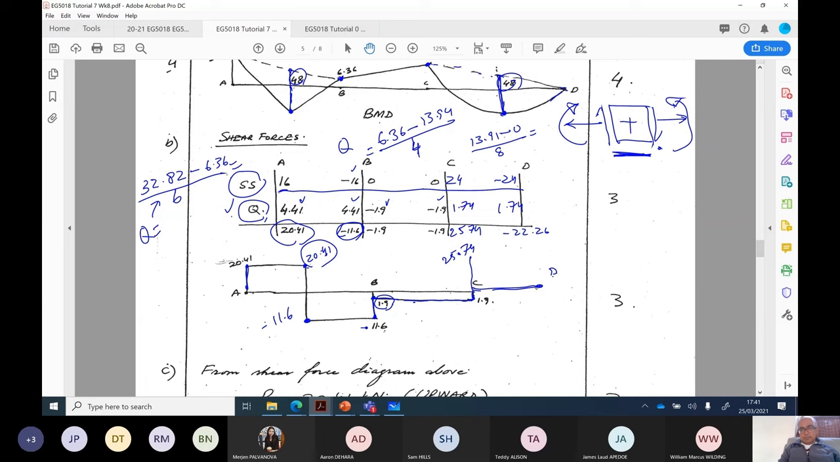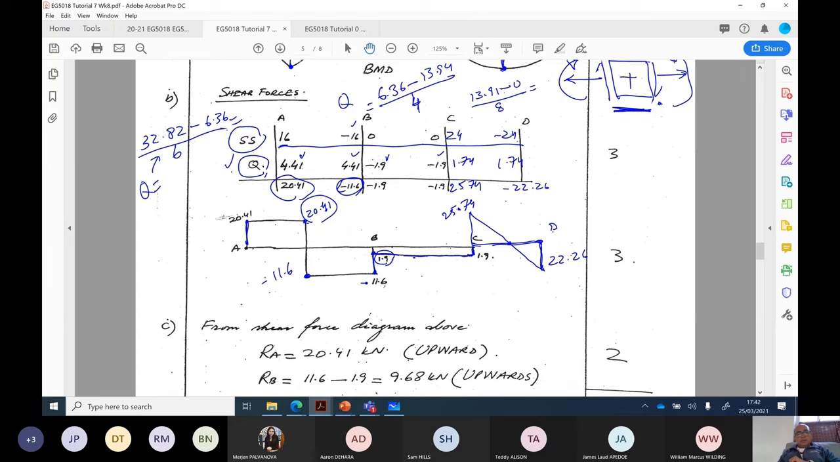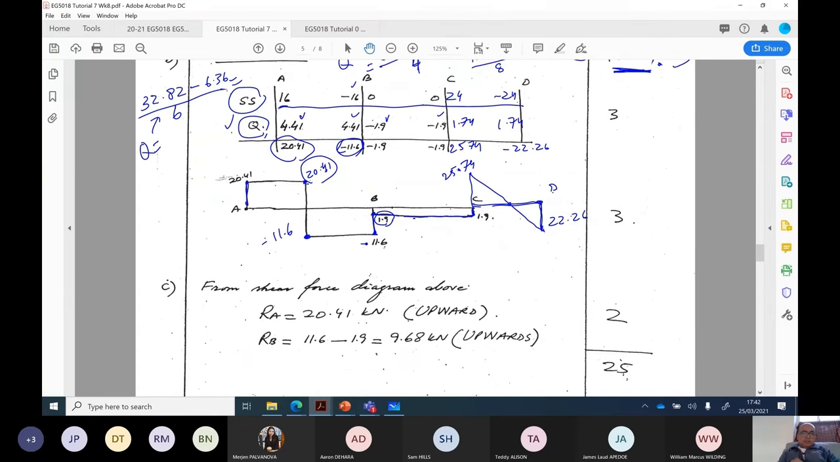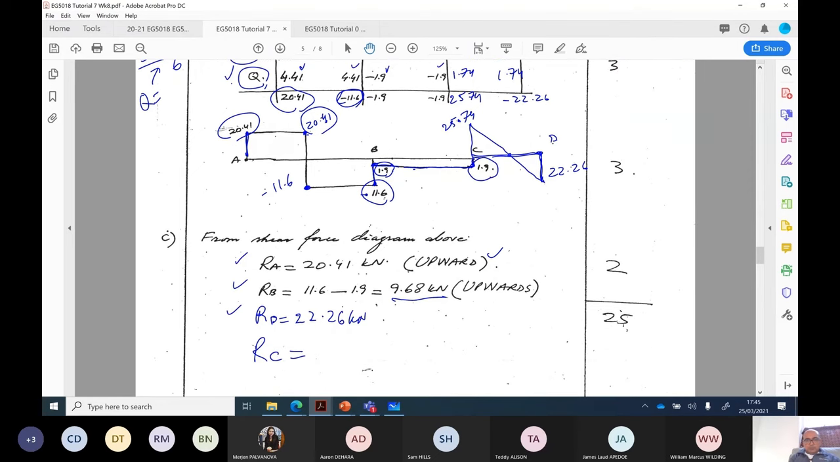At point D, I have negative 22.26, meaning it will go down to 22.26. Between C and D, I have UDL. So whenever you have UDL, this is going to be connected like this. Now the final part of my question is to find the reactions. Reaction at A is quite clear, which is 20.41, and it is upwards. Reaction at B is upwards as well. So 11.6 minus this part of reaction will give me the reaction at B. And reaction at D will give me 22.26 kilonewton. Reaction at C will be this 1.9 plus 25.74.